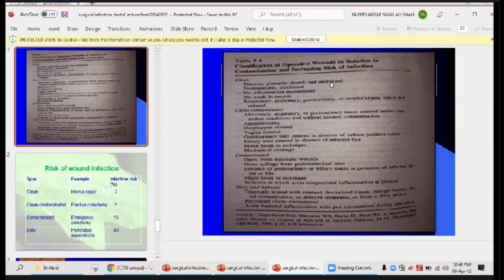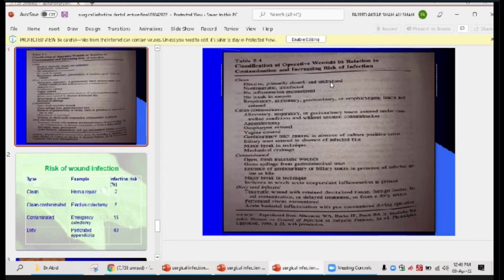And the third thing is called the empiric antibiotic. One is no antibiotic, the other is prophylactic antibiotic, the third one is the empiric antibiotic. What do you mean by empiric antibiotic? It means you continue with the antibiotic treatment for 3 days after a surgery.